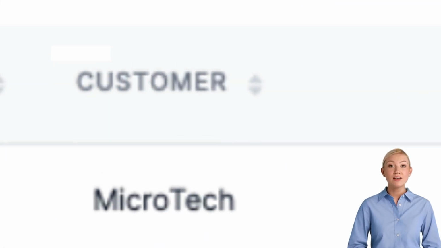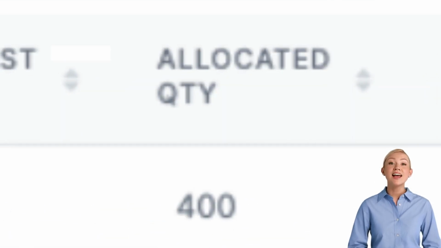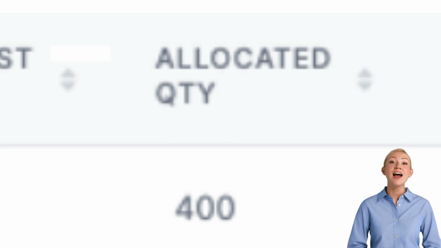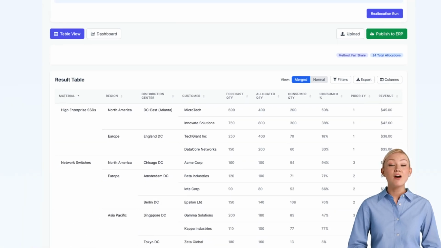Microtech, a high-priority customer generating $45 revenue per unit, is currently allocated only 400 units of high-end enterprise SSDs. However, looking at their consumption pattern, they've already used 200 units, 50% utilization, and their demand forecast shows strong growth. Meanwhile, other customers like Tech Giant are showing lower consumption rates relative to their allocations.